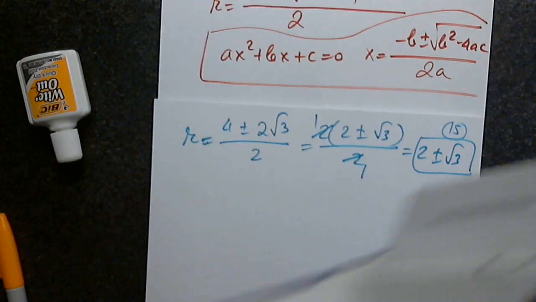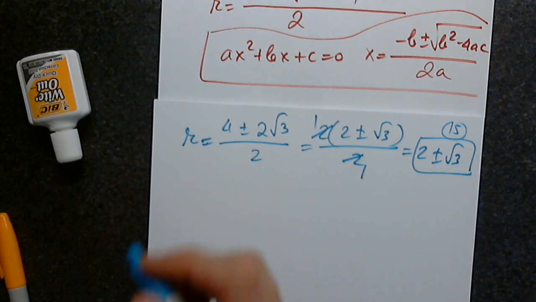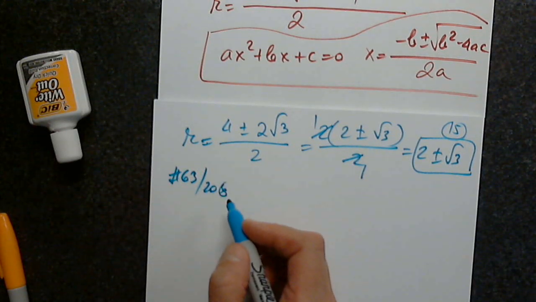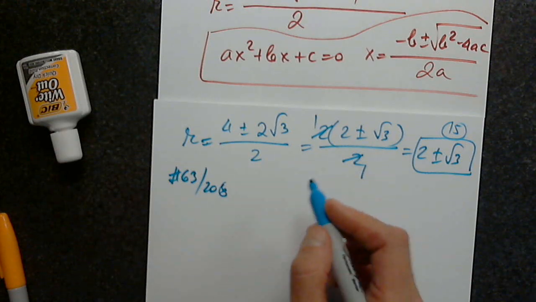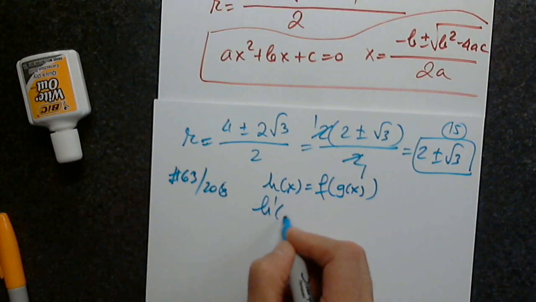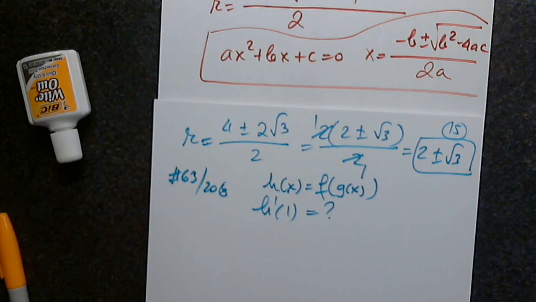Very good. So 63 on page 206, and we have h of x equals f of g of x, and we are asked to find h prime of 1. How do we start? What do we have to determine first? The h prime of x. Correct. So let's determine h prime of x first.